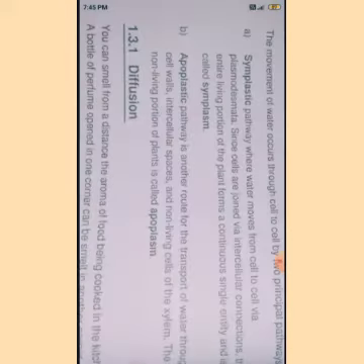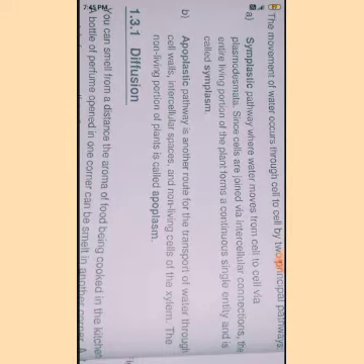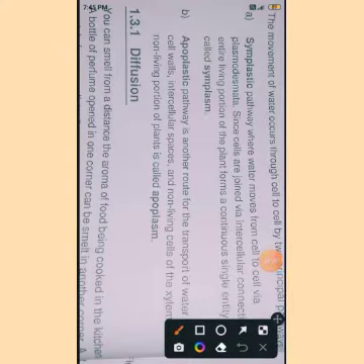So symplastic pathway means where water moves from cell to cell via plasmodesmata. And since cells are joined by the intercellular connection, the entire living portion of the plant forms a continuous single entity and is called symplasm. So symplastic pathway means where the movement takes place through the plasmodesmata. And also, here the term symplasm you have to remember.